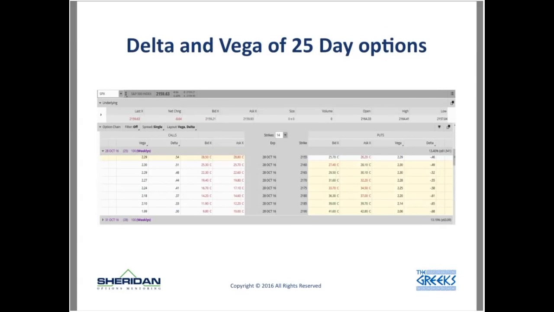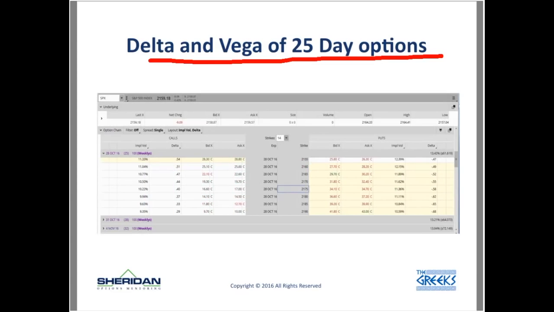stuff to look at. Now, get ready for your quiz question. So we're going to look at delta and vega of 25-day options. And again, the key things to look at is your vega. If you're looking at the money, let's say at 2160, as you go out of the money on the call side, your volatility shrinks because there's going to be less time premium involved. Your delta is going to get smaller as you get more out of the money, right? There's less time premium. Deltas get smaller. Most of you know that.